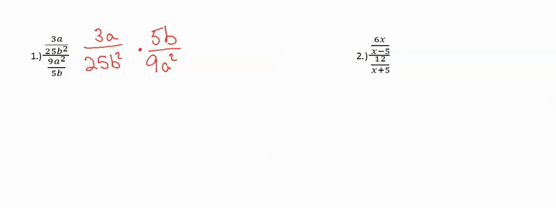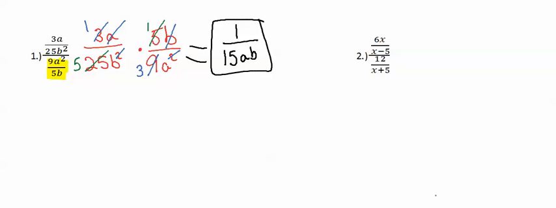What we're going to do is take the 9a squared divided by 5b, and then just flip it around and multiply with it. From there, you can start canceling and reducing. So the 3 and the 9 reduce to 1/3. This b will cancel, and finally this 5 and 25 will reduce to 1/5. Then you're just going to simply multiply across, and you're left with 1/15 ab.